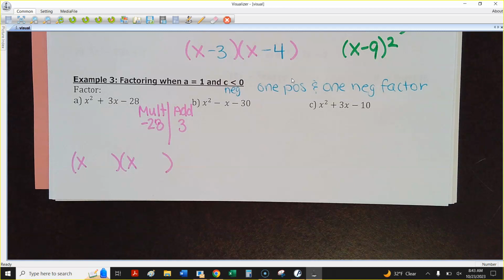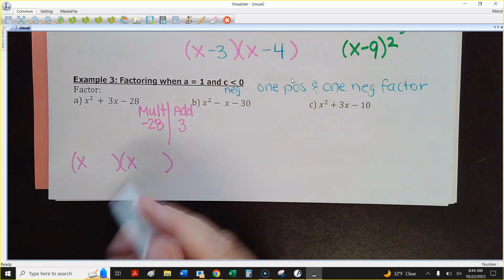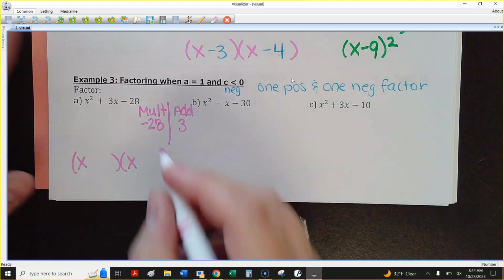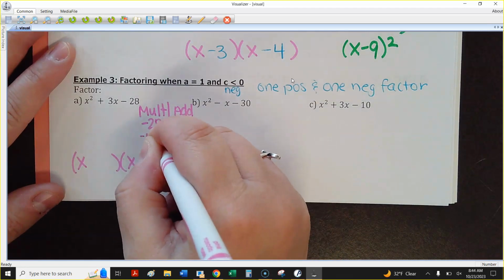Okay, he says 4 and negative 7. Does anybody know what's wrong with that? Because you're on the right track. They just need to be opposite. Okay, and there's only one combination that'll work. So this has to be negative 4 and positive 7.